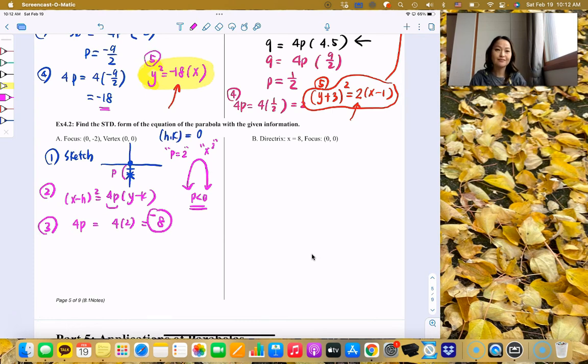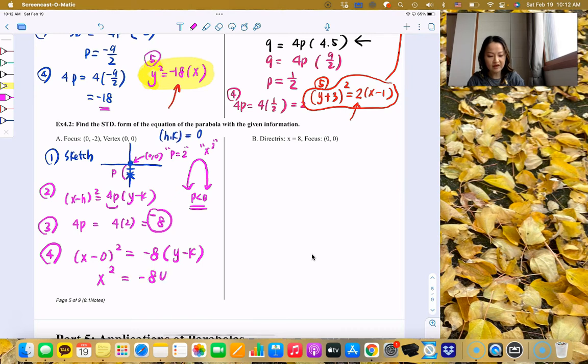Can you do that? All right, so let's see if you can put it all together now. All right, so x minus 0, because the vertex is at (0, 0), right? Okay, and 4p is negative 8, and y minus k. Again, when you simplify that, x squared equals negative 8y.